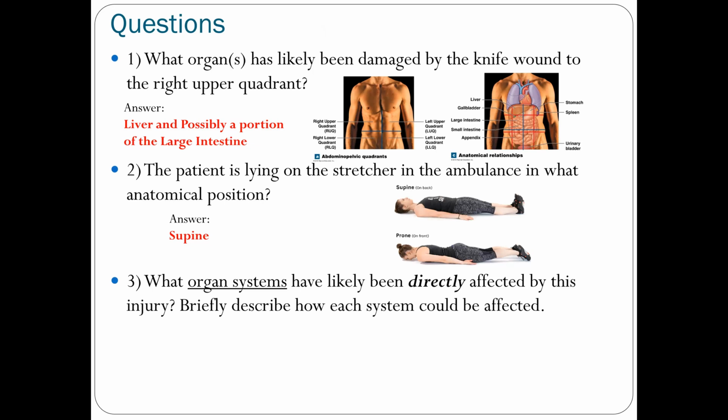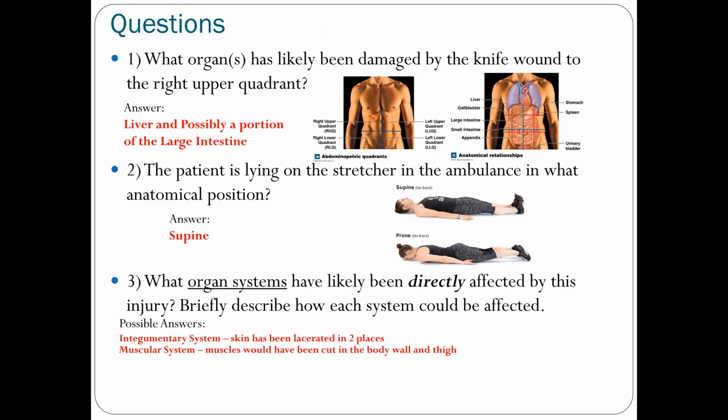So some possible answers include the integumentary system, which is composed of the skin. So we know the skin has been lacerated or cut by the knife in 2 places, one on the upper right quadrant and one on the thigh. We also could say the muscular system because the knife would have had to pass through muscles, so it would have cut through muscles in the body wall and the thigh. We could say the skeletal system. If the leg cut went deep enough, because it was a 6-inch knife, then the femur, which is the big bone in your upper leg, might be affected.